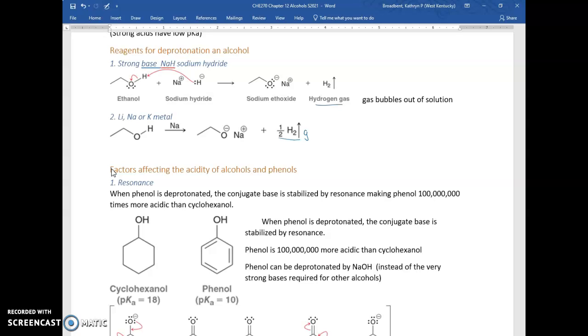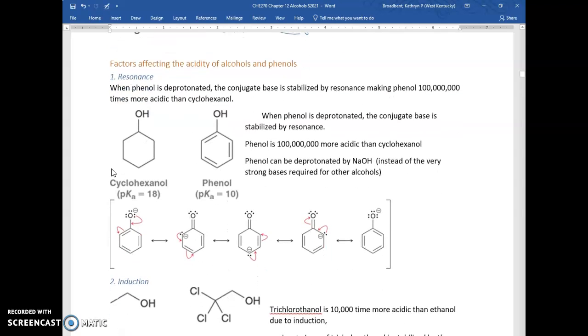There are several factors that affect the acidity of alcohols and phenols. The first and most important is resonance. When phenol is deprotonated, the conjugate base is stabilized by resonance, making the phenol 100 million times more acidic than cyclohexanol. So if we look at our pKa's here, we have a pKa for the cyclohexanol of 18 and of 10 for the phenol. Remember that this is a logarithmic scale, and so it represents a very big difference in acidity.